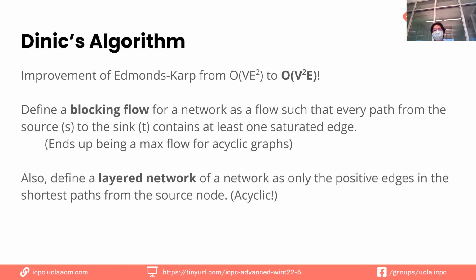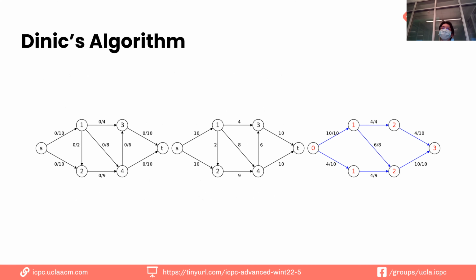And then we're also going to define a layered network, which I talked about before. We define it, based off of a network, as only the positive edges on the shortest paths from the source node. This is what I was talking about before with the BFS tree. You have columns of nodes at increasing distance, and we only keep the edges that are a part of that. So it's coming back. Okay, let's give an example.